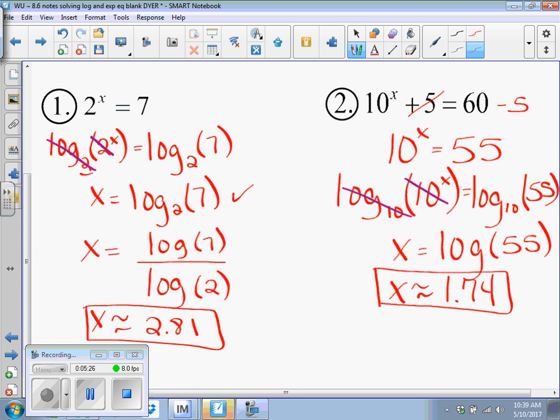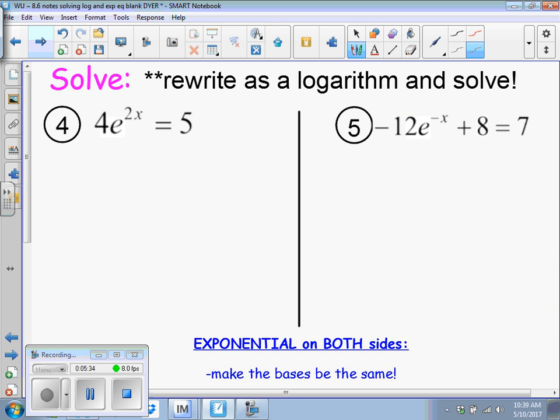If there was base e right here, would that change the process at all? No, e is just a number. That's all it is, okay? So let's go look at number... Okay, so somehow we skipped 3. Let's look at number 4.